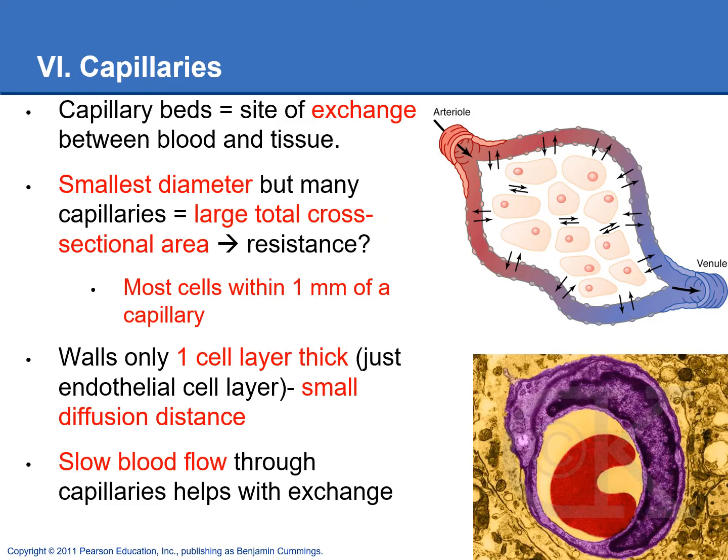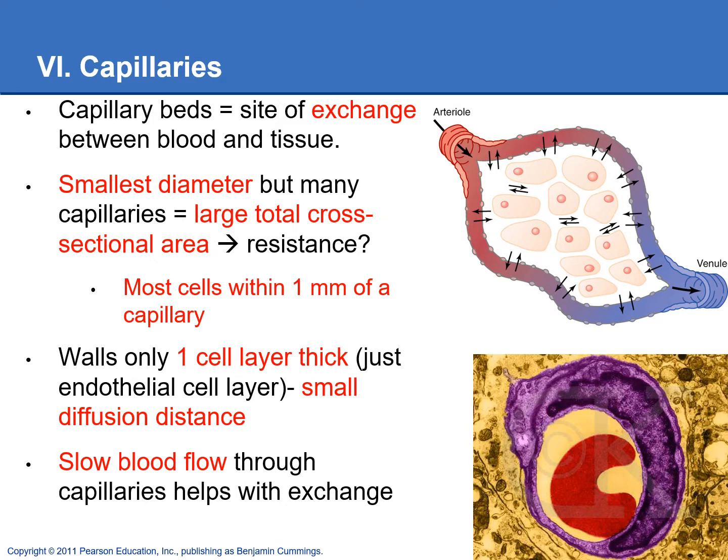So you would think that the capillaries would have a high resistance to blood flow. But because there are tons of capillaries in the body, there's over 25,000 miles of capillaries. If you add all of their cross sections together, you get a very large cross-sectional area for the capillaries, which makes them like a wide straw. And remember that if you're drinking through a wide straw, there's very little resistance to flow.